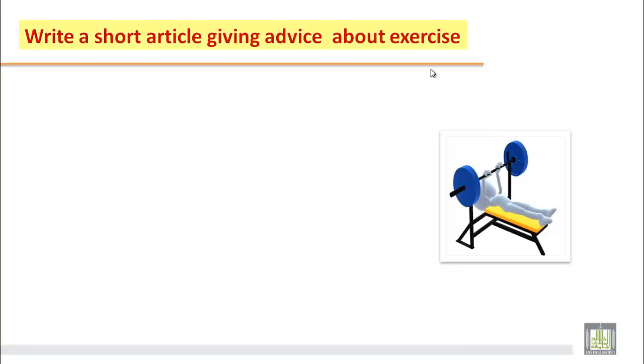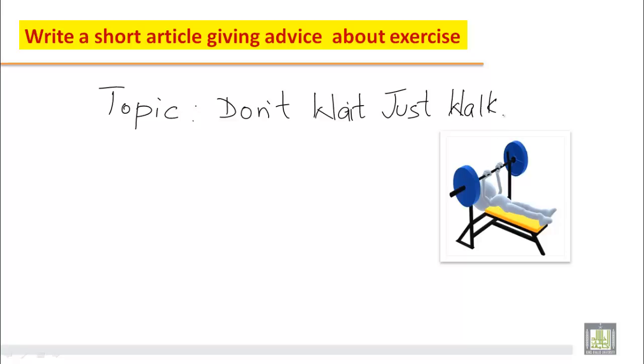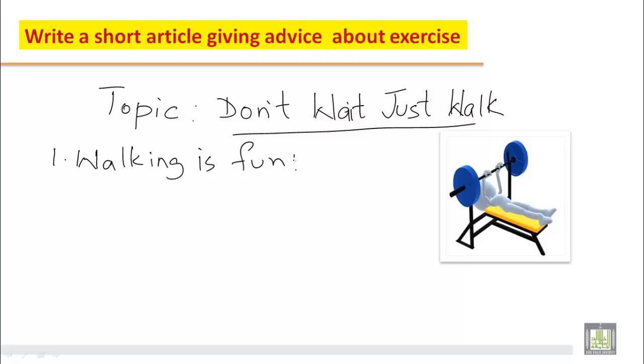Since we have to write an article giving advice about exercise, we will choose walking as an exercise. First, we will give the topic. The topic for this article is: Don't wait, just walk. So we will take walking as an exercise. Now we will write the topic sentence. For example, the first topic sentence we can write is: Walking is fun.